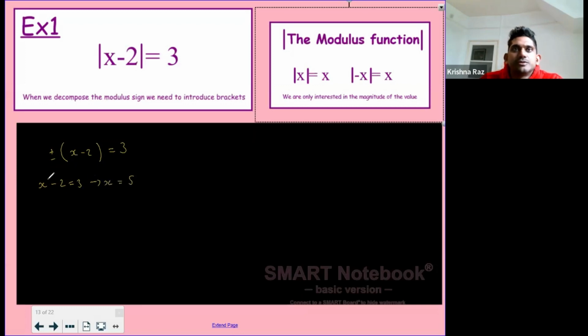And if we took the negative, we would have negative x plus 2 equals 3. So x would equal minus 1.